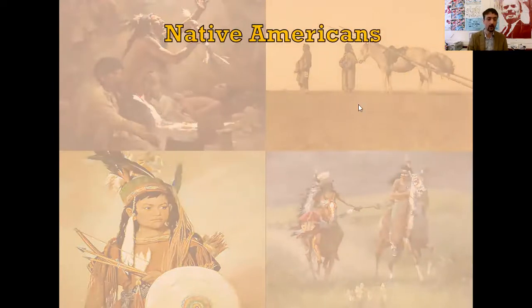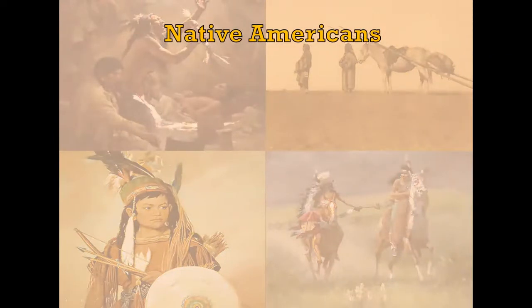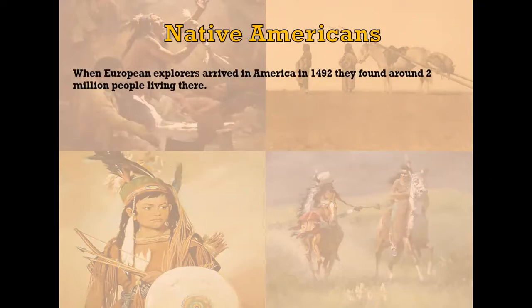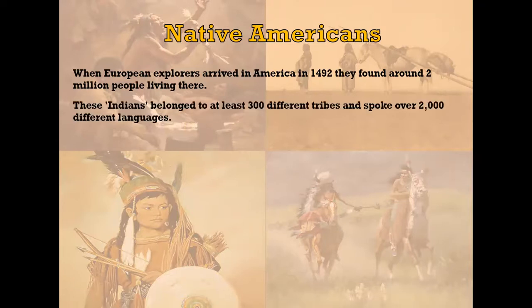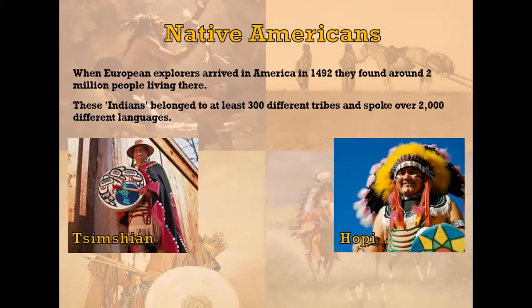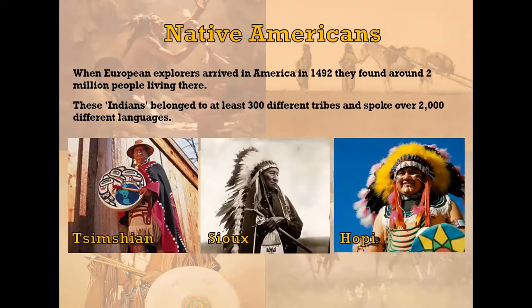So Native Americans, I'll get rid of my face. Here we go. There we go. When European explorers arrived in America in 1492, they found around 2 million people living there, though estimates vary. There could have been as many as 6 million. These Indians belonged to at least 300 different tribes and spoke over 2,000 different languages. We've talked about this already. There were the Hopi in the east. There were the Tsimshian, you may remember them, from the west. And in the middle, there were people on the plains like the Sioux.